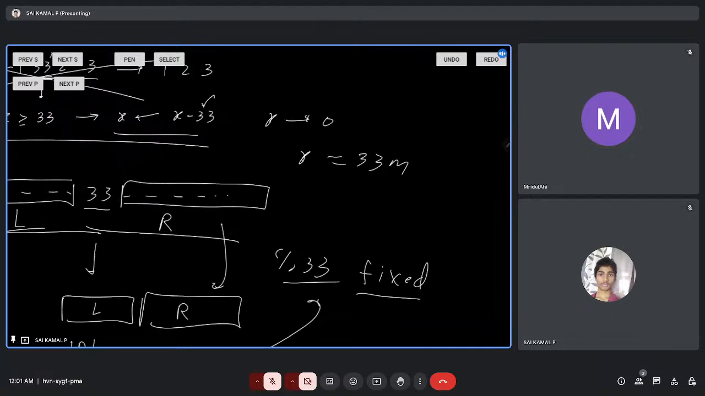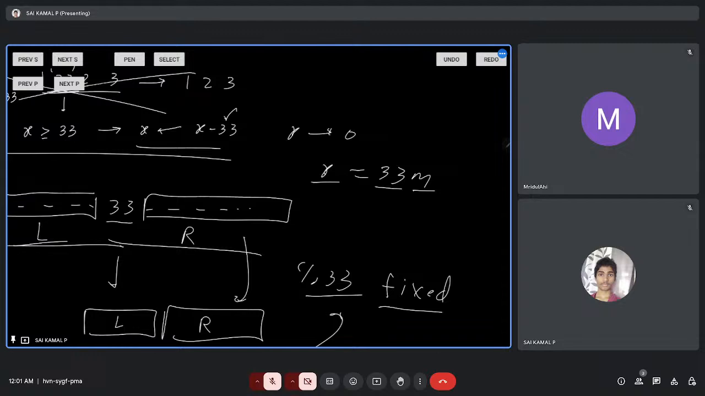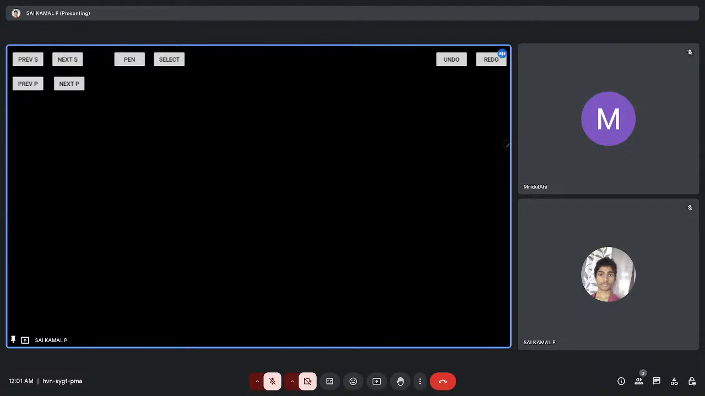So we just check if x is a multiple of 33, and if that is the case, we say true. Otherwise, we say false. So that is the solution for problem A. And now we move to problem E.